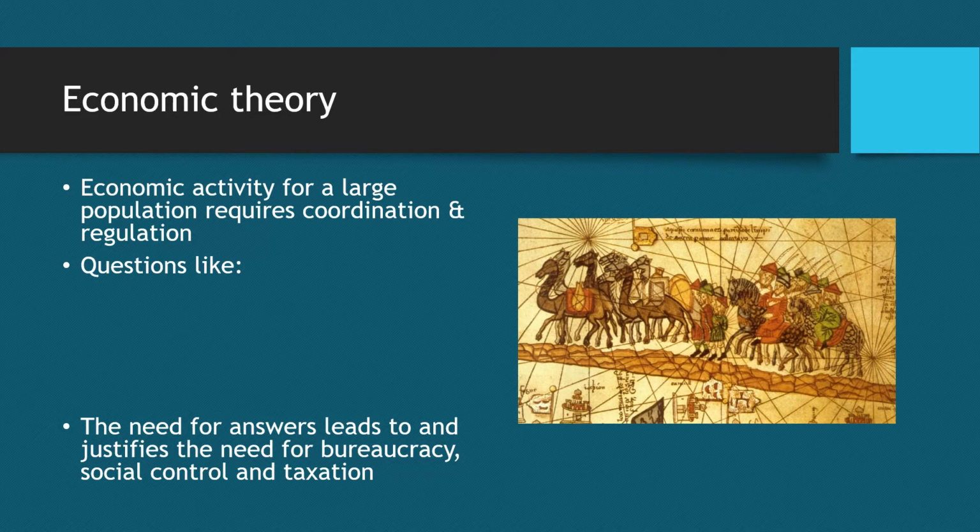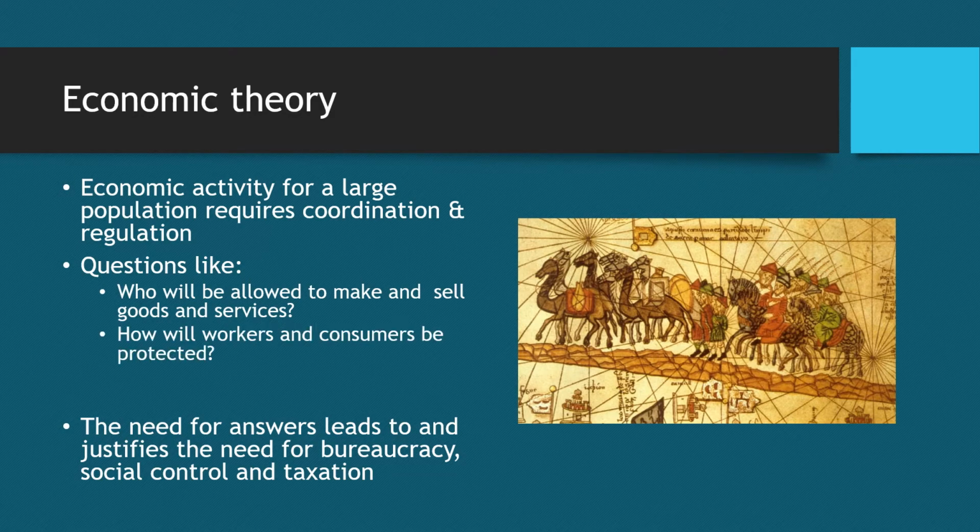So states might have to answer questions like who is allowed to make and sell goods and services? Who gets the ability to make them and to sell them, and who does not? How will workers and consumers be protected? In other words, how do we avoid slavery? How do we make sure that workers are paid a fair rate or are working in safe conditions? How do we stop monopolies from happening, for example? And then trade is very important for coordination as well.